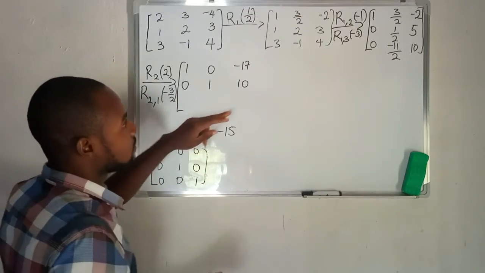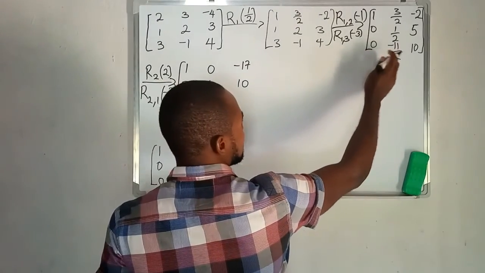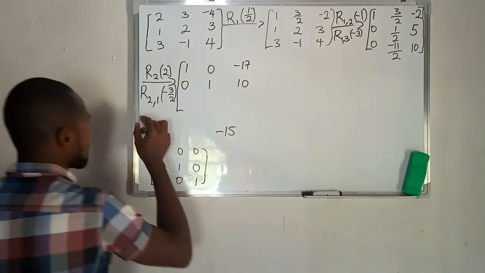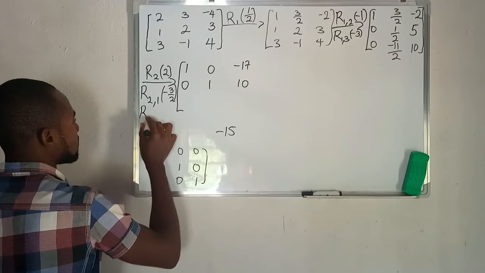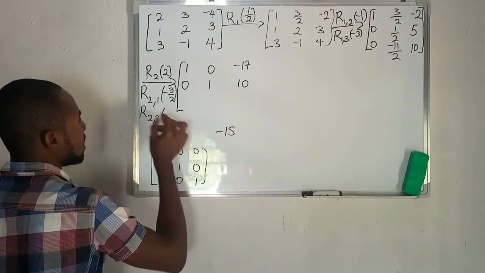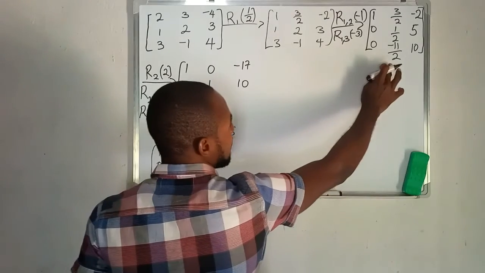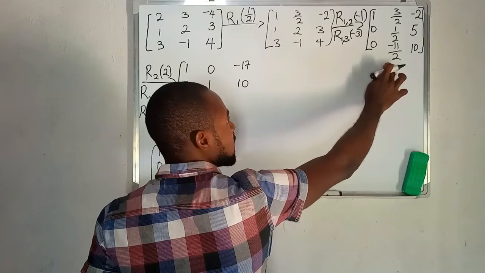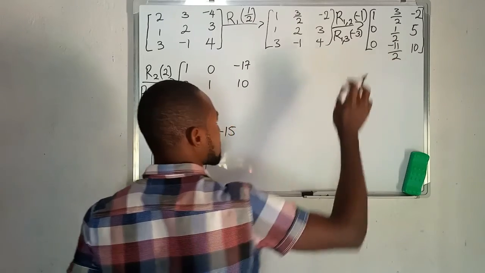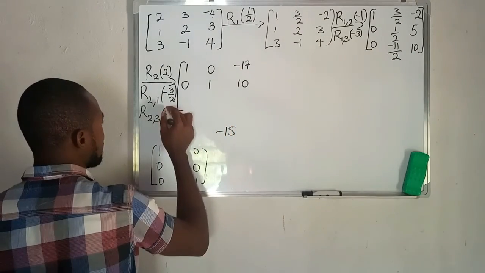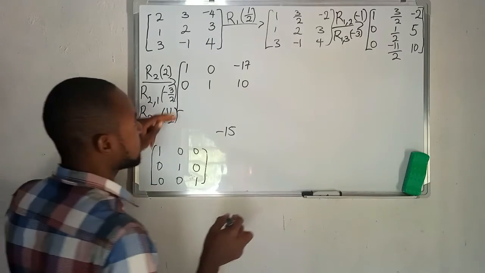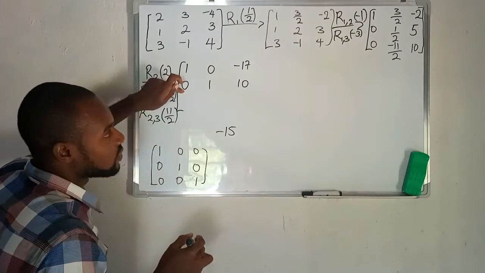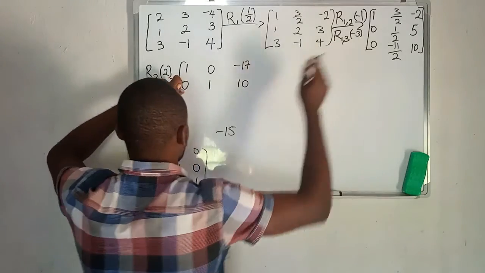And then we look at the third row. We use the second row to reduce the third row. And how do we reduce it? Right here we have minus 11 over 2. So the additive inverse of minus 11 over 2 is 11 over 2. And that's what we'll be multiplying with. So multiply the first number here with 11 over 2 and add it to this.